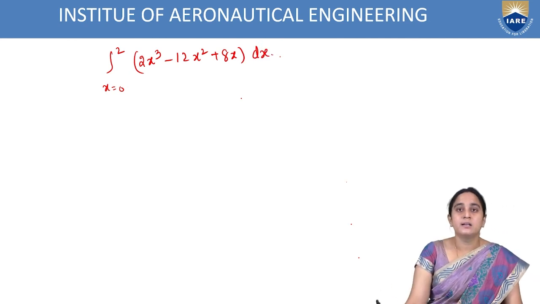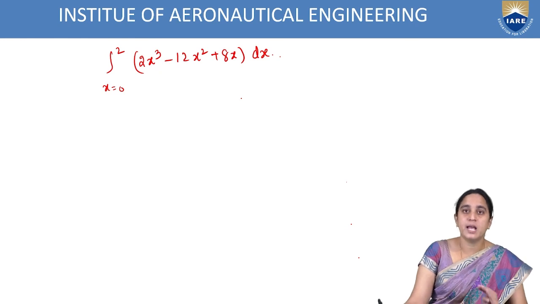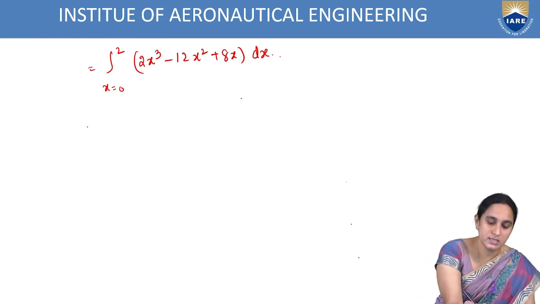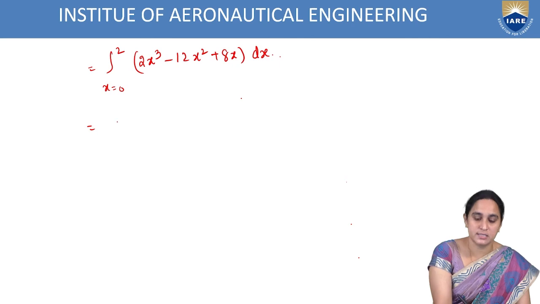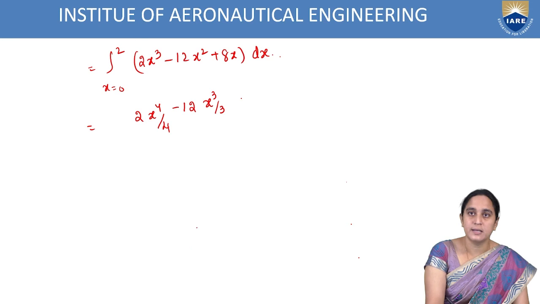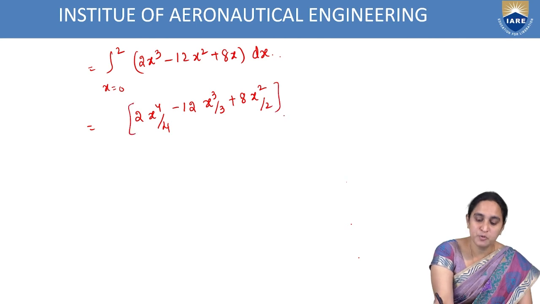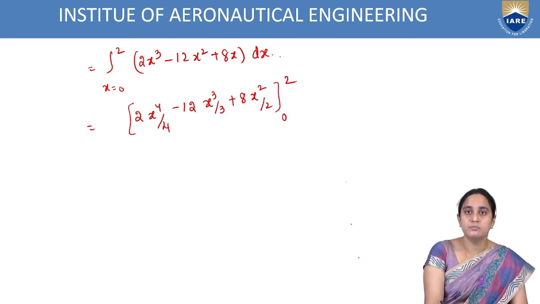Right. Now integrate with respect to x, after integrating with respect to z and y. That is 2 into x cube integration as x power 4 by 4, minus 12 into x square integration as x cube by 3, plus 8 into x integration as x square by 2. And the limit points for that are 0 to 2.